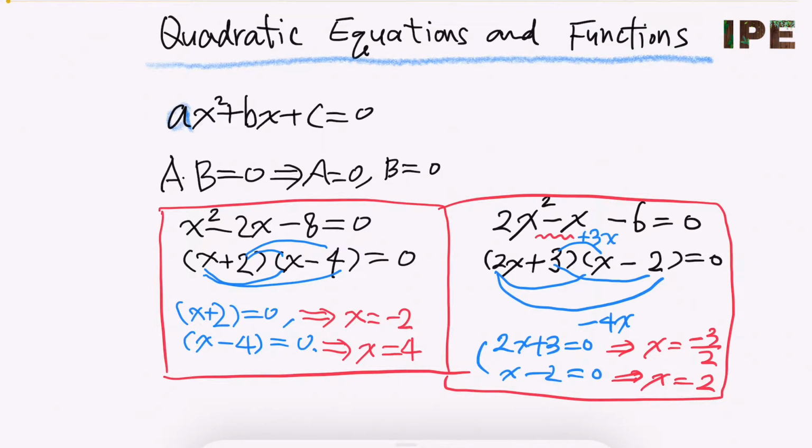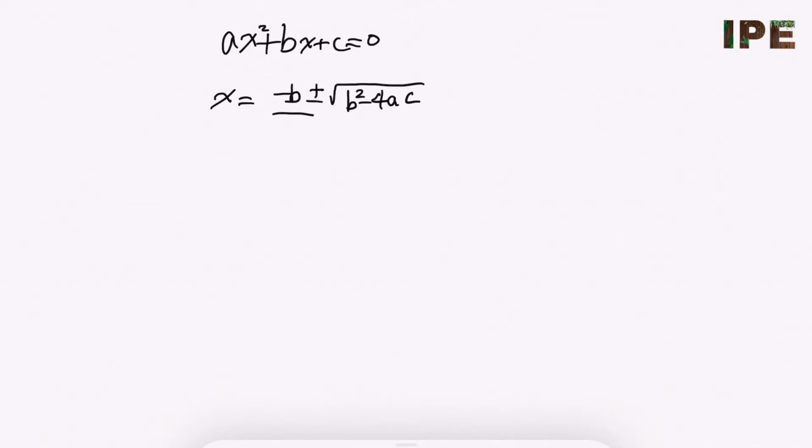Okay, what is the next one? You can use sometimes quadratic formula. Why? Because some given equation is not factorable. So what is the quadratic formula? For ax squared plus bx plus c equal to 0, x is negative b plus minus square root of b squared minus 4ac all over 2a. Okay, I'll give you two examples again for quadratic formula.